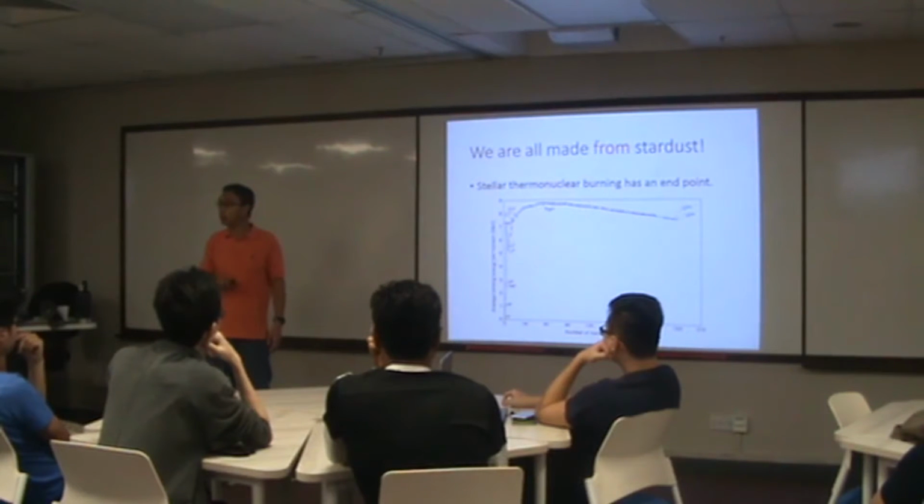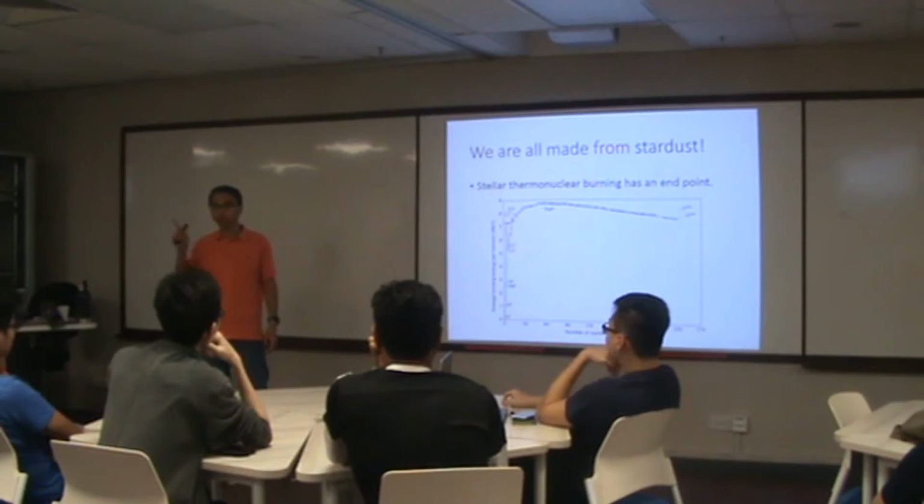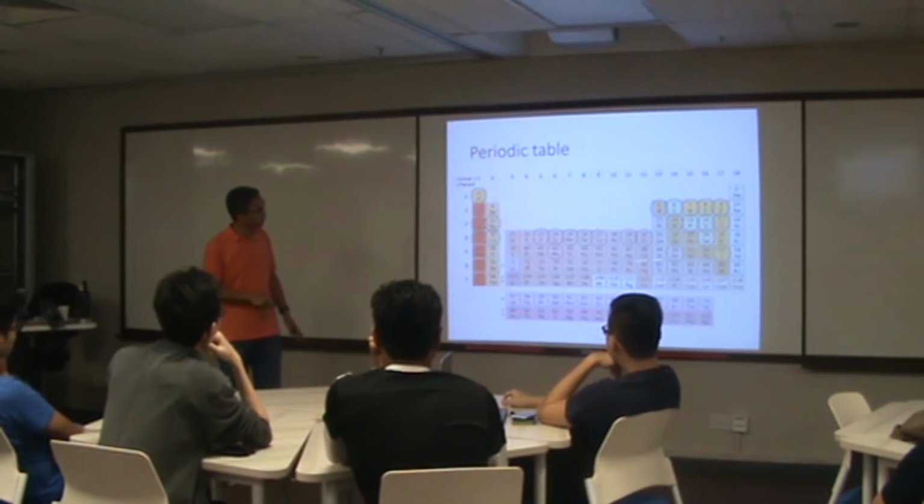So therefore, our sun must be at least a second generation star. We are made of the dust of previous supernovae. Every one of us. Because without these elements, you will die.